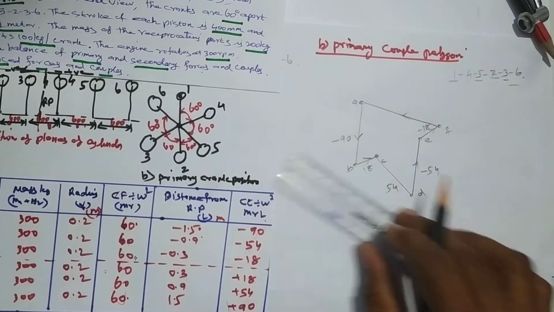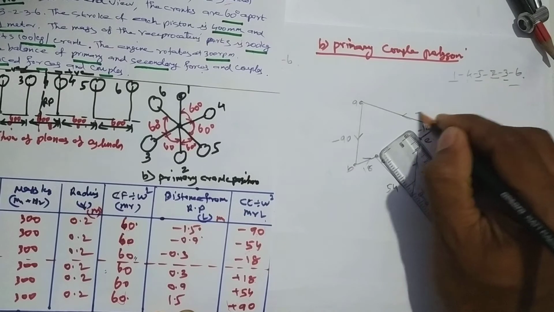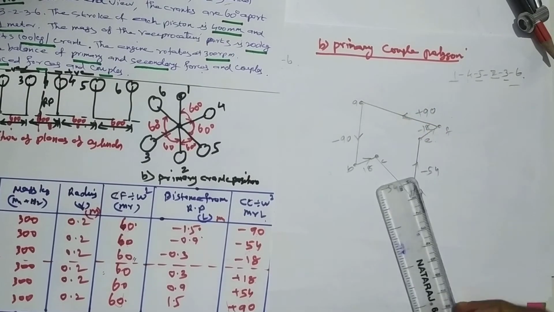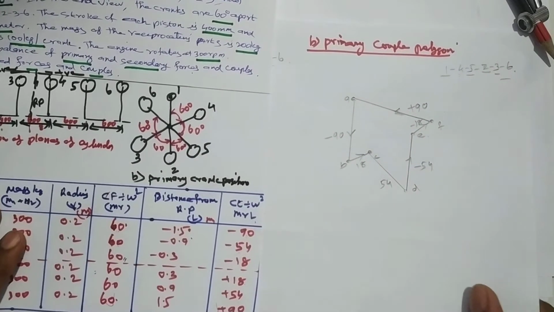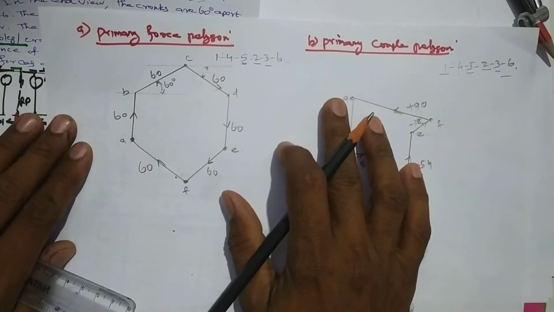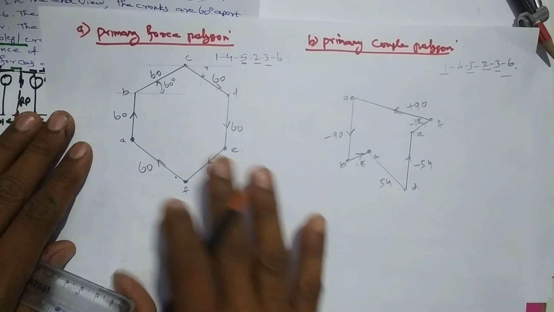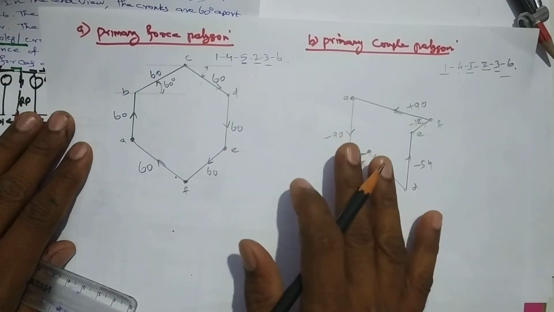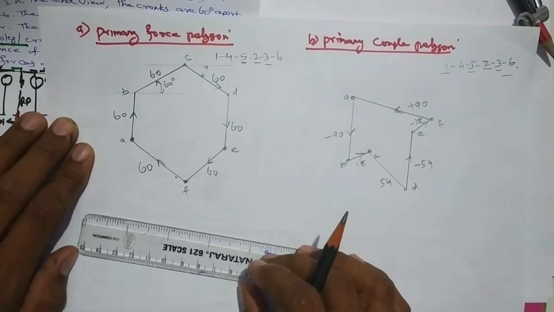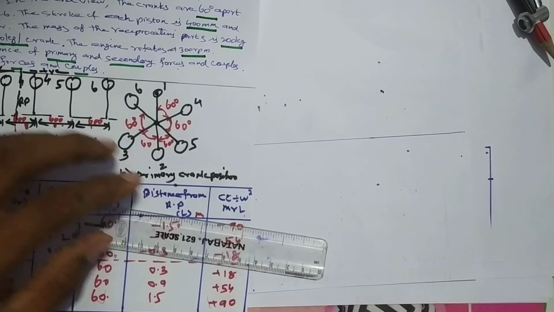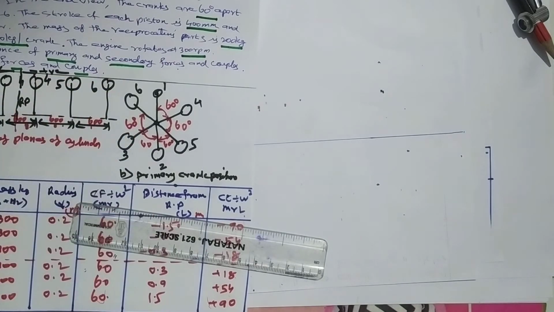So that is this 90, so plus 90, right. So both the primary force and the primary couple polygons are completely closed. There is no unbalanced primary force or couple, okay. So next you go to draw the secondary unbalanced force and couple polygon, right. So just you go to draw the diagram once again, right.